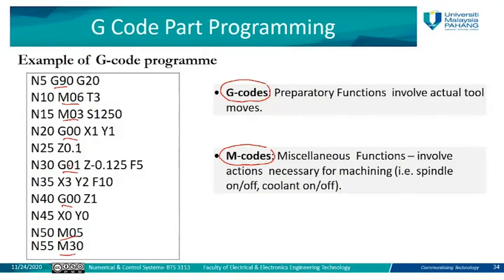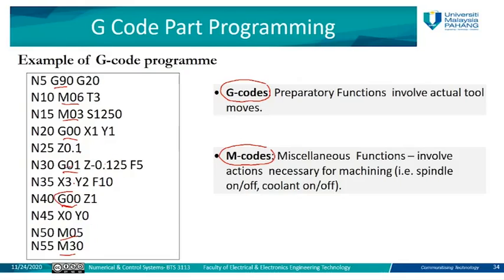For the modal code, if you tell the machine to drill a hole, this drilling will be applicable for this point and for the next destination point. If you tell the machine to move from this point to the next point, the movement from the first position will also be applicable for the second position, for the third position, until you have another G. So here you have G01, for example.